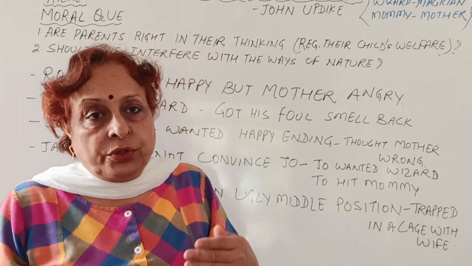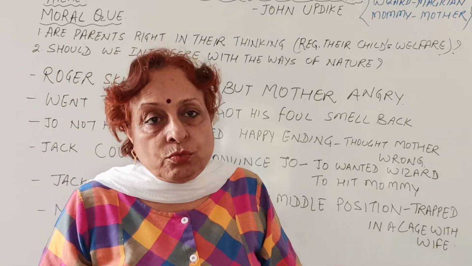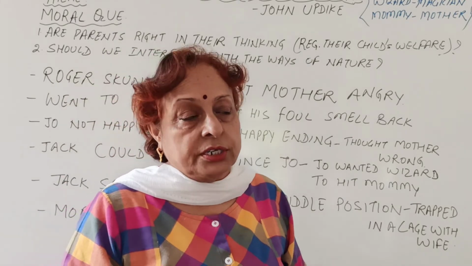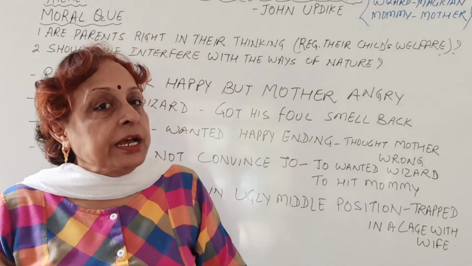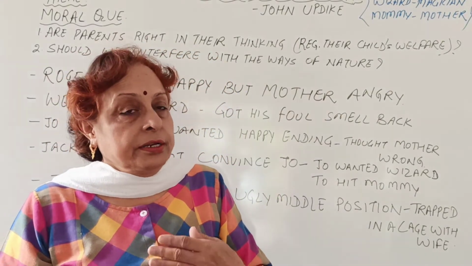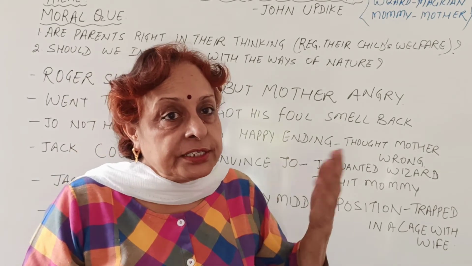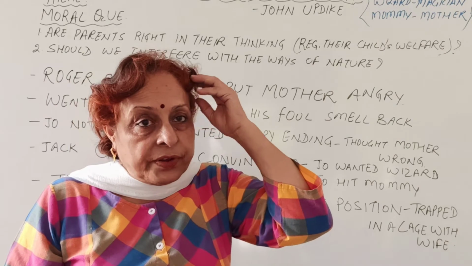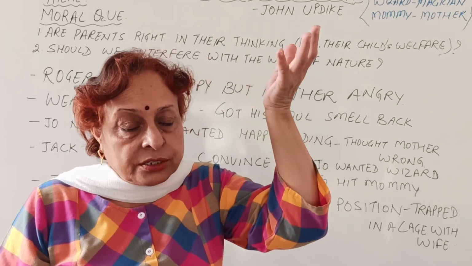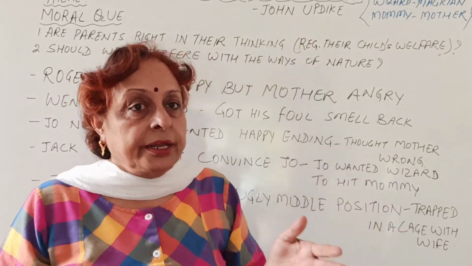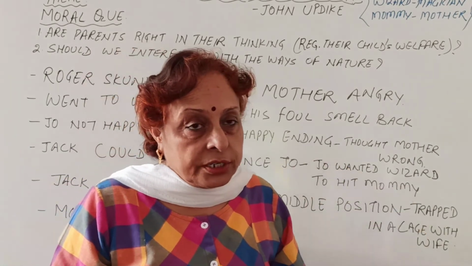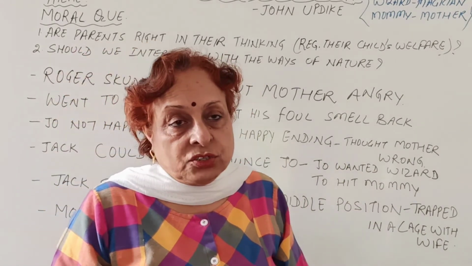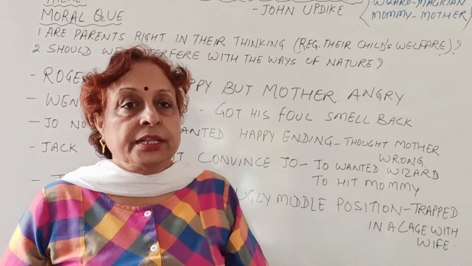And now Jack is not in a good mood. He is sad. He is not able to convince his daughter. So he felt as if he was caught in a cage with his wife. Why in a cage with his wife? In this difficult situation of his mind, he is not able to convince his daughter. Here he is feeling very dissatisfied. So that is why he felt caught in that cage.